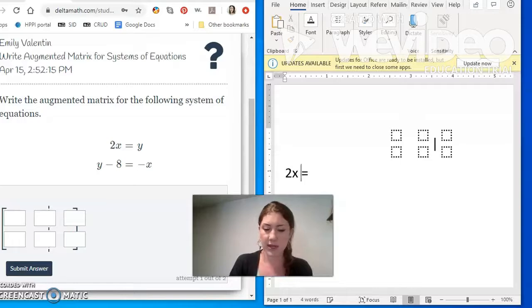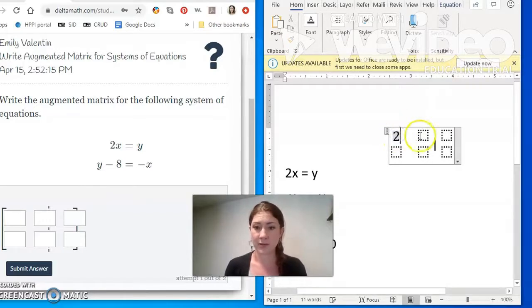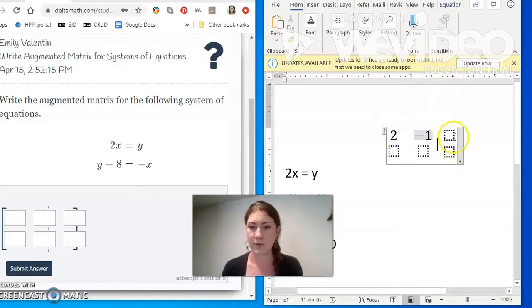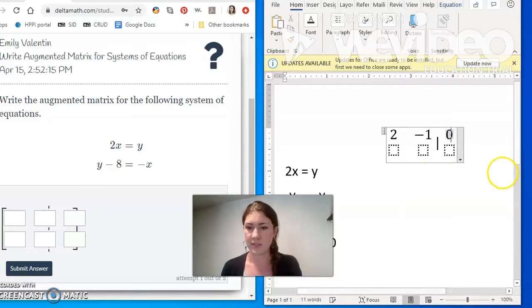So with the 2x equals y, I want my variables on the left, so I'm going to go ahead and subtract y from both sides, and that gets me 2x minus y equals 0. Now that minus y is the same as minus 1y, so my coefficients are 2 and negative 1. Make sure to put them in order. The 2 belongs with the x, so that goes in the first column.